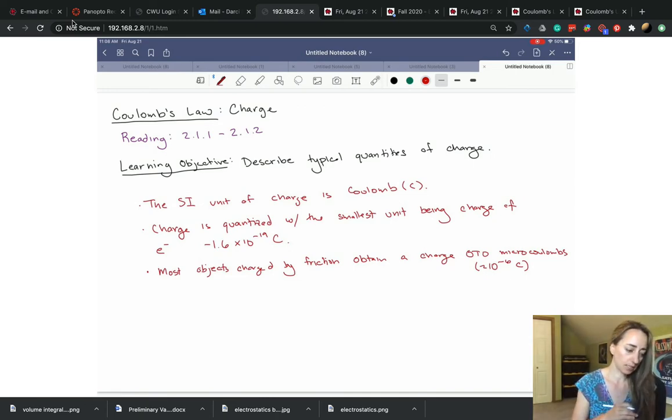Okay, just to give you a little bit of a bigger scale for fun, a lightning discharge is moving about 10 coulombs, which again gives you an idea about how big a single coulomb is. Lightning is moving a whole lot of charge, but 10 coulombs of charge is transferred in a lightning strike.